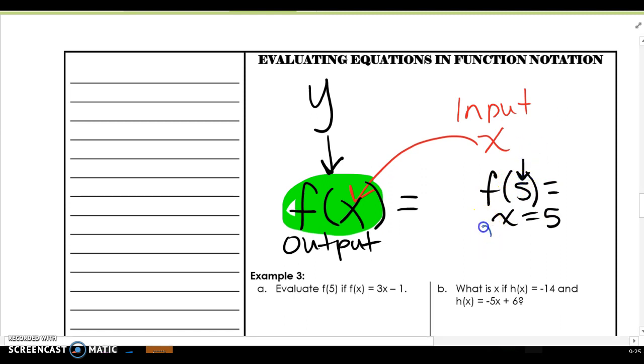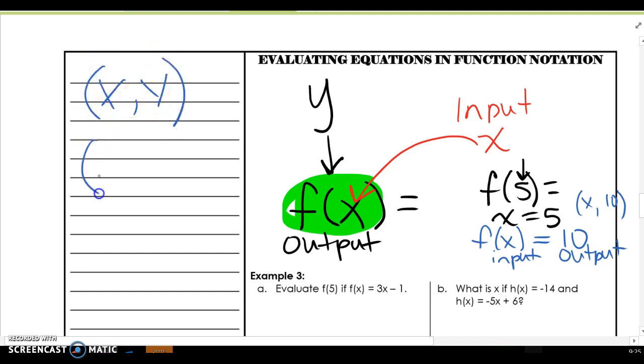If you were given f of x equals 10, what is x when f of x is 10? Then 10 would represent the output, and you would be asked to find x, the input. So basically, what is the x value when the y value is 10? So in your typical xy ordered pair, you now have x, comma, f of x. Let's look at some examples.